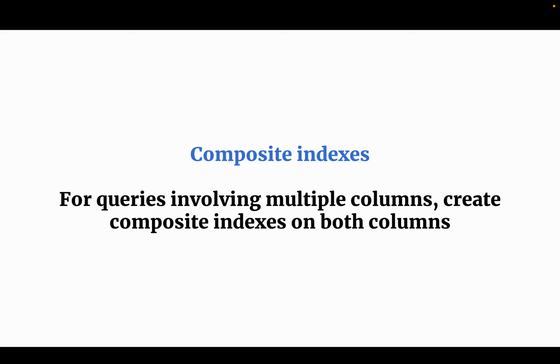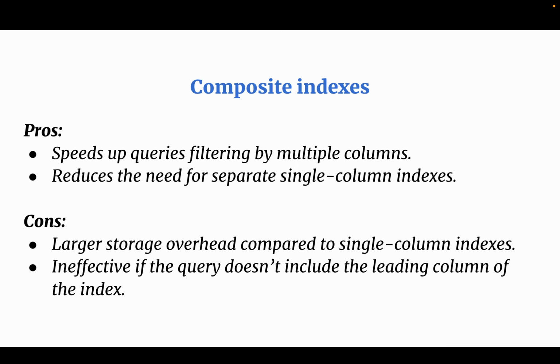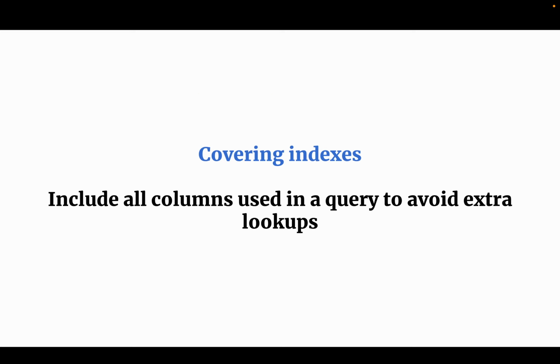Composite indexes are designed for queries that filter by multiple columns. By creating an index on both columns, you can optimize these types of queries. On this slide, we explore the advantages and disadvantages. We have the pros and cons of using composite indexes. In summary, composite indexes are ideal for multi-column queries. However, it's important to consider storage requirements and index structure to ensure optimal performance.